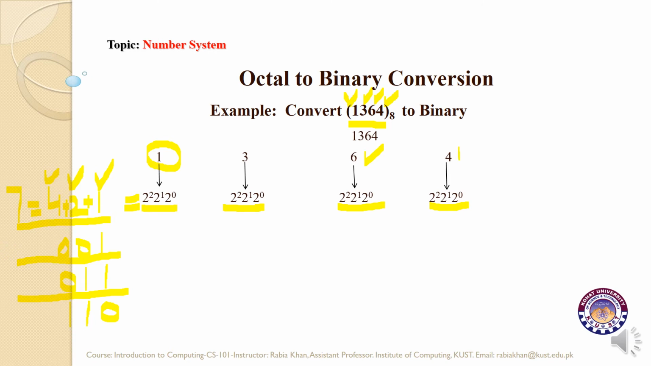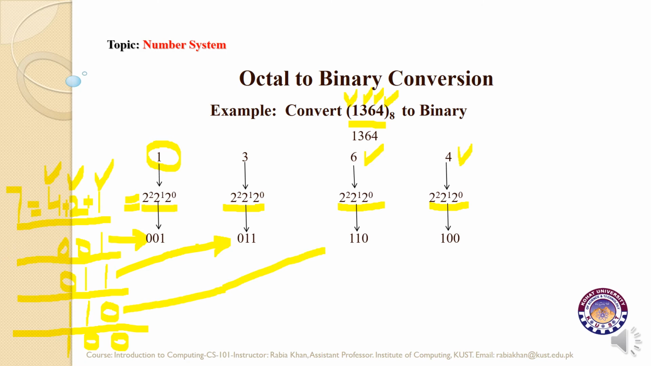While the last is 4, here you can see the first bit generates 4. So only the first bit is required to be switched on while the last 2 are switched off. This is how we convert it. 0, 0, 1, here you can see is the conversion for 1. 0, 1, 1 is the conversion for 3, and 1, 1, 0 is the conversion for 6, and 1, 0, 0 is the conversion for 4.